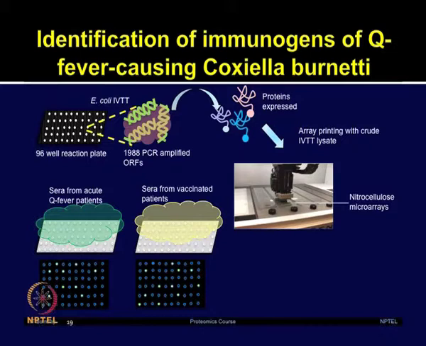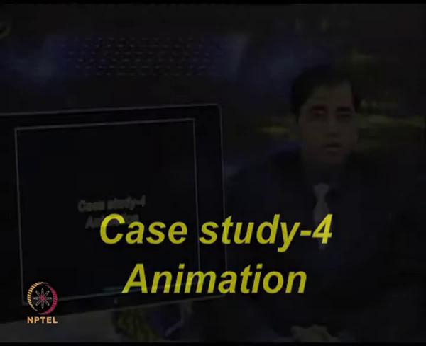In this study, the authors used Coxiella burnetii protein microarrays to identify immunodominant antigens. Almost 2000 open reading frames were generated by using the cell-free expression based E. coli IVTT system, and then this protein microarray platform was employed for identifying the immunodominant antigens. Some of the steps involved in this experiment will be discussed in the following animation.